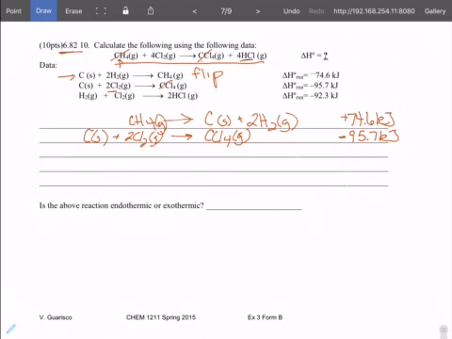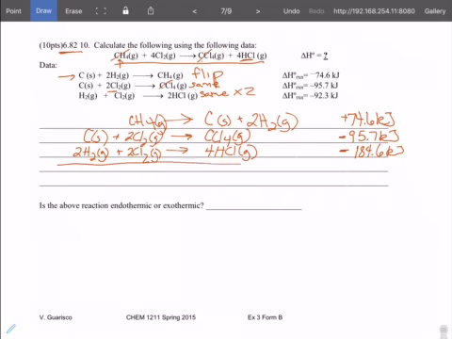So this last one is going to stay the same, except I need 2 times it, so I'm going to double it. So again, I'm going to leave my arrow alone. Now I have 2 hydrogens and 2 chlorines and 4 HCl's. And because I didn't flip it, the sign stays the same, but I did double it, so I get 184.6 kilojoules.